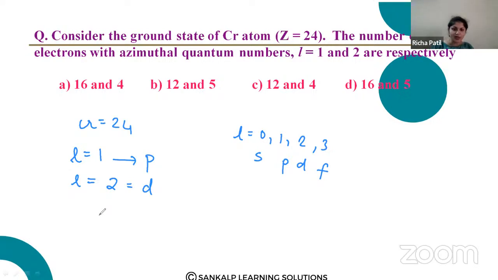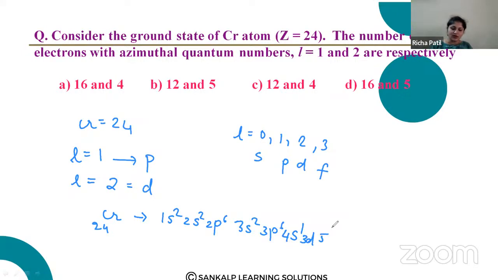So first we'll calculate. Now when you are writing chromium, which is 24, write down the electronic configuration: 1s2, 2s2, 2p6, 3s2, 3p6. Okay, then the next electron will go into 4s1 and then 3d5. So the total number of electrons we have to calculate is for L equal to 1, that is, the electrons in P.